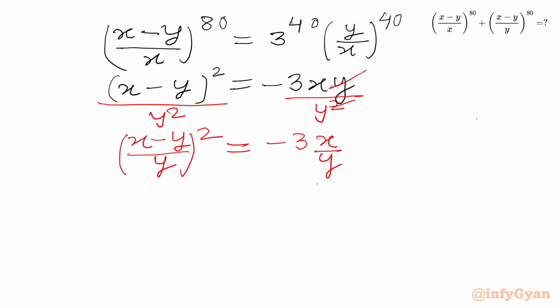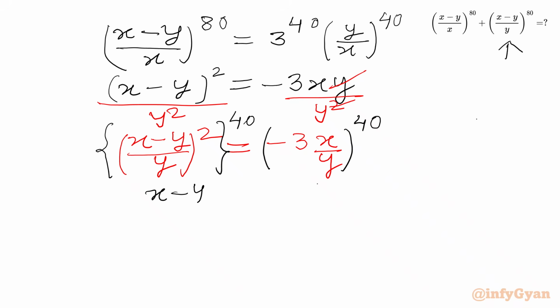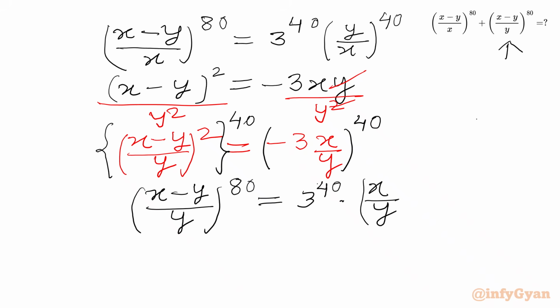Now here we have the requirement of ((x minus y) over y) whole power 80. So we are going to raise power 40 on both sides so that we will get the second term of the required expression. So I can write here ((x minus y) over y) whole power 80 equal to 3 power 40 times (x over y) whole power 40. Let's say this is our equation number 1 and this is our equation number 2.